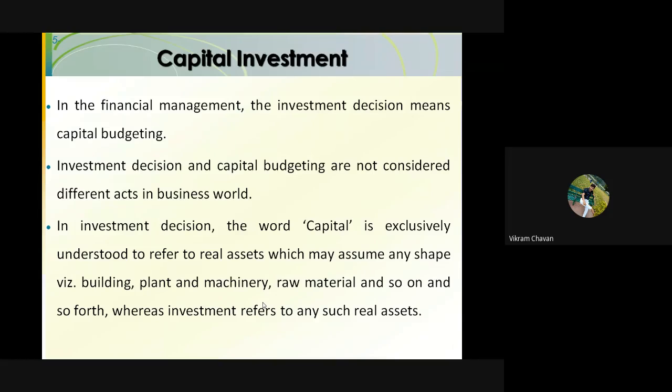So capital investment is the purchase of a building, plant and machinery, raw material and so on, where the investment refers to such real assets. These assets are tangible assets which we can see and feel. And they will benefit the company for a long time. Getting what is meant by capital investment?